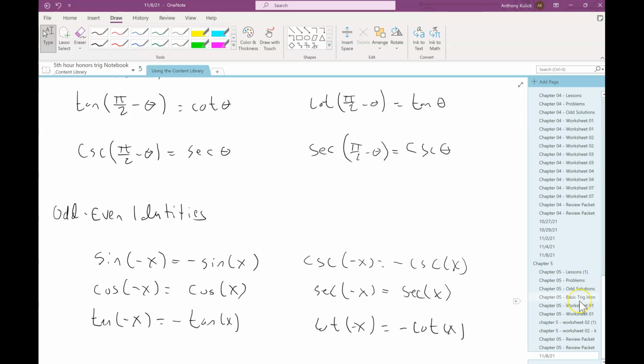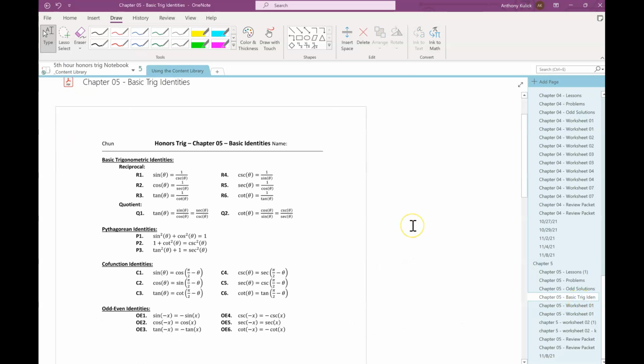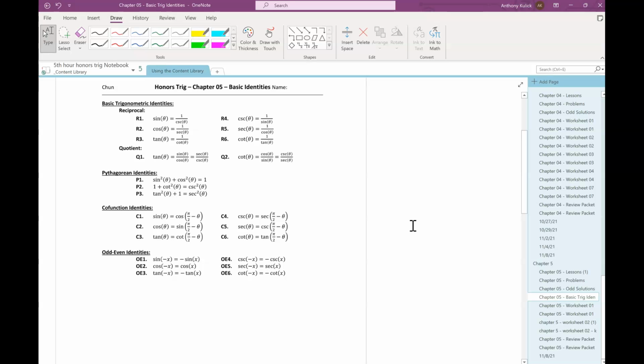I'd like to point out to you that if you look in the content library, I've condensed these into one place and typed them out nice and neat for you. Everybody's okay with that as well? So there's all the identities we just discussed and went through all together, in one place.